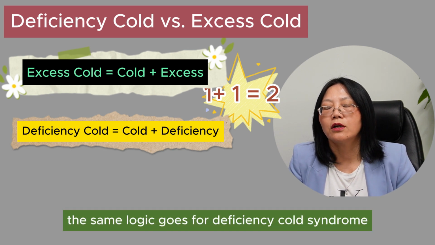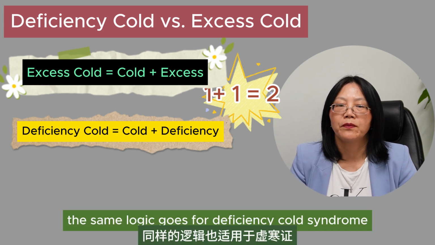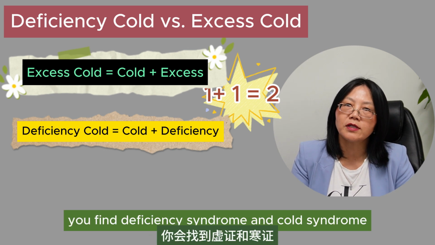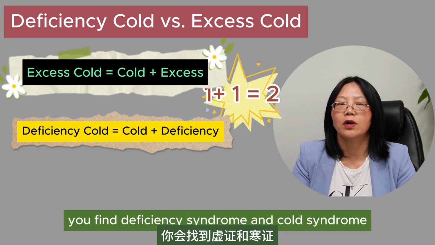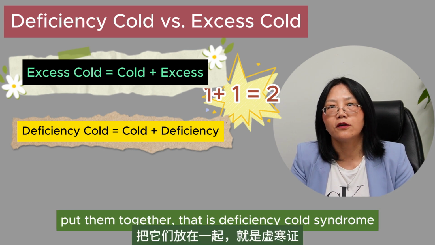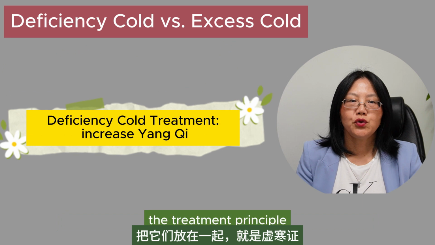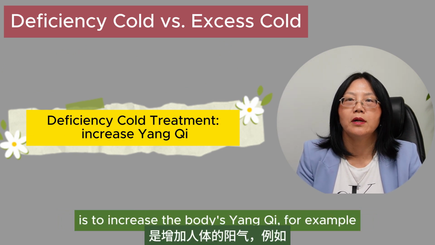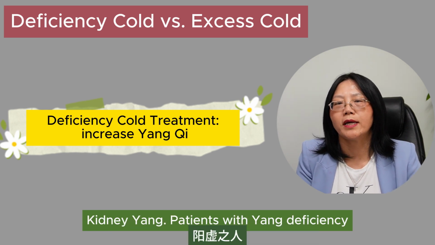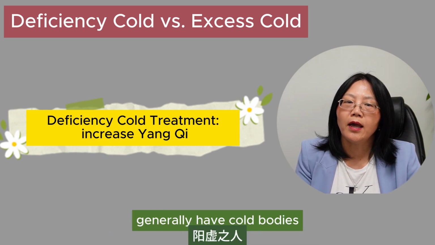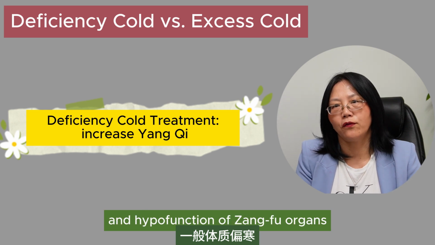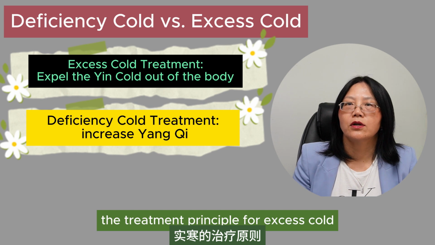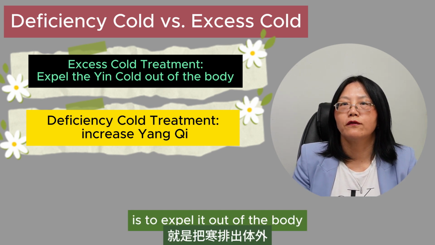The same logic goes for deficiency cold syndrome. From the patient's clinical manifestations, you find deficiency syndrome and cold syndrome. Put them together, that is deficiency cold syndrome. The treatment principle for solving deficiency cold is to increase the body's yang qi. Patients with Yang deficiency generally have cold bodies and hypofunction of zangfu organs. The treatment principle for excess cold is to expel it out of the body.